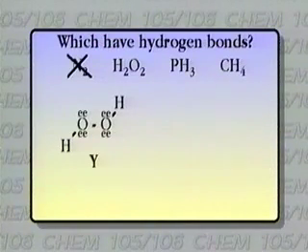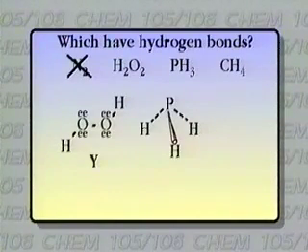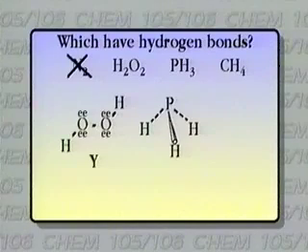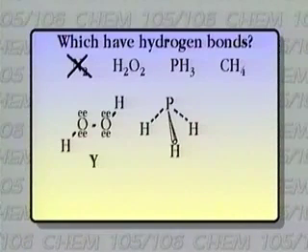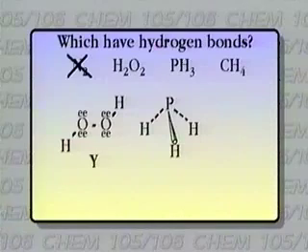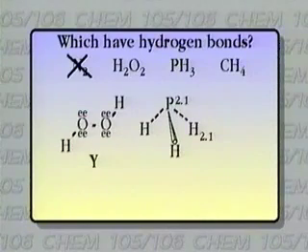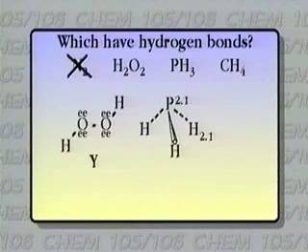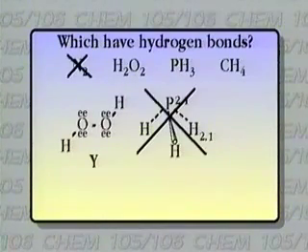Now, the next one, PH3, if we did its structure, it would be pyramidal with a pair of electrons there. It has at least the general appearance that it has some non-bonding electrons that are necessary for hydrogen bonding. But in this particular case, the hydrogen is not attached to one of those three highly electronegative elements. As a matter of fact, the electronegativity for phosphorus is 2.1 and hydrogen 2.1. It's not even a polar molecule because they're nonpolar bonds. Okay? So, no, this one does not have hydrogen bonds.